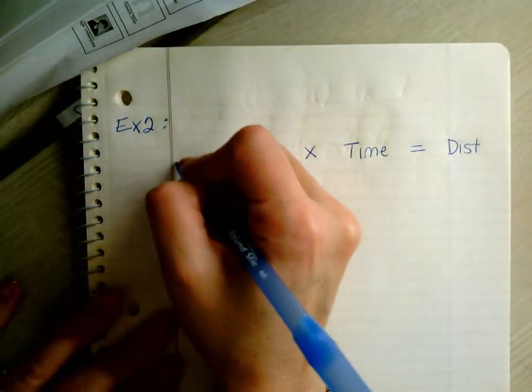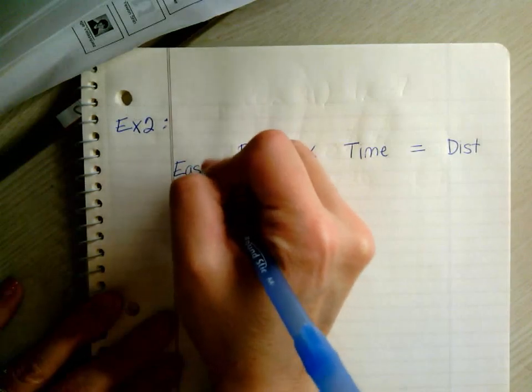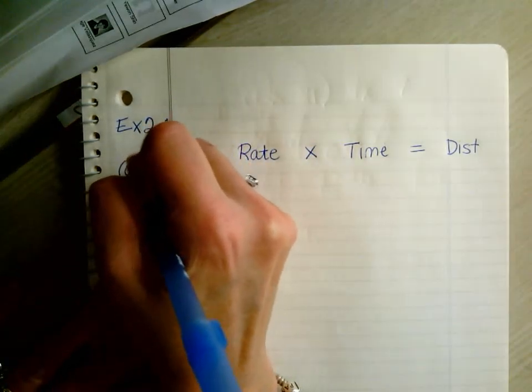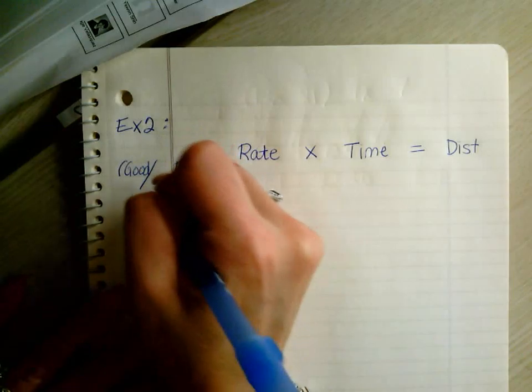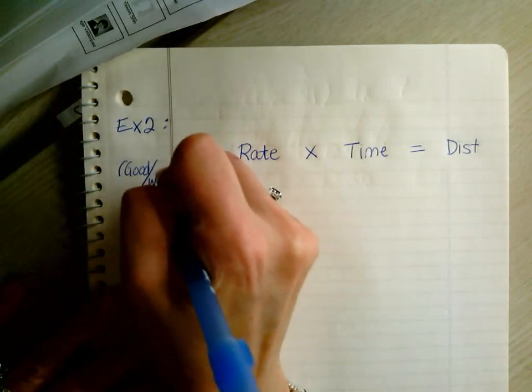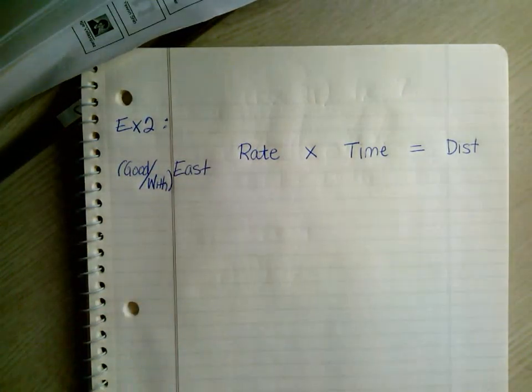So eastbound is good, and I'm going to call it good, because it's with the help of the wind. It's like having someone pushing you when you're trying to run. Having someone shoving you along, you're going to go faster.